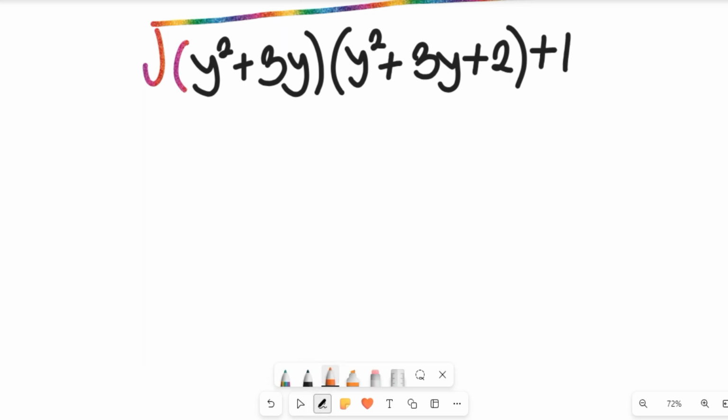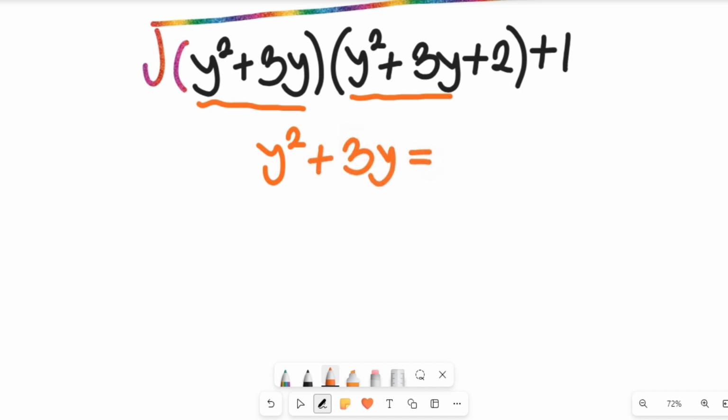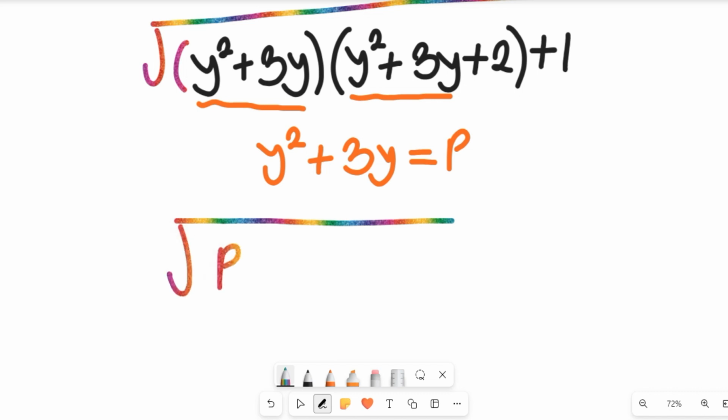So we are going to simplify that expression. And from that expression, since we have y squared plus 3y and we have y squared plus 3y, we can simply let y squared plus 3y be equal to p. That way we can simplify that expression very well. So if we do that, this will give us the square root of p multiplied by p plus 2, and this will be plus what? Plus 1. Now you see that that expression has been reduced further.